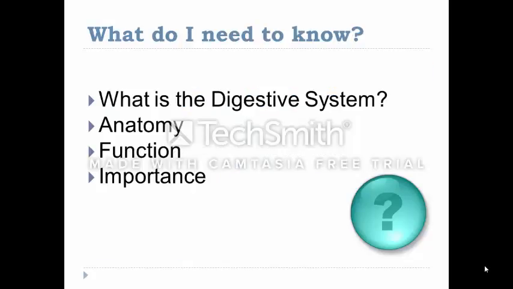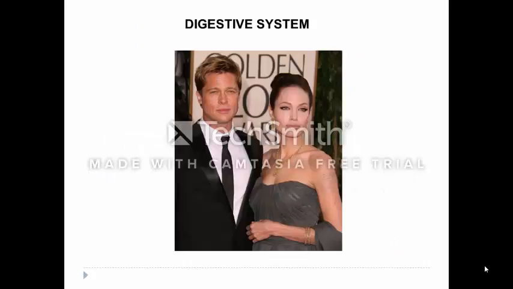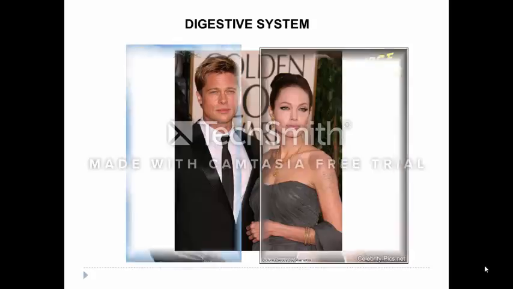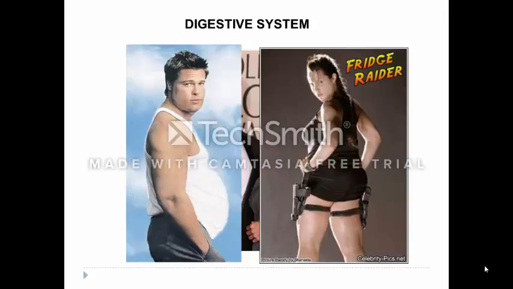During the course of these sessions, we're going to learn about the digestive system, its anatomy, its function, and its importance. We're all familiar with the media images that are presented when bodies are in peak physical condition in terms of their health and their fitness. But where the systems are out of balance, the effects of this can also be noted on the body.